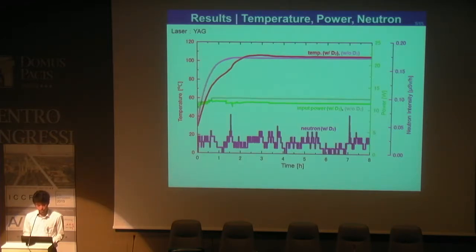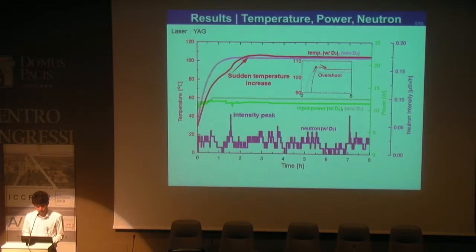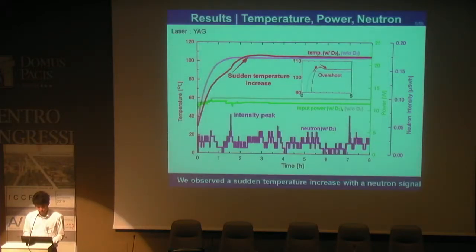Light colors are the reference experiments without deuterium loading. Focusing on the temperature, 90 minutes after the start in the experiment with deuterium, the temperature suddenly increased even though the input power was almost constant. At the same time, we observed the neutron intensity peak. If we focus on temperature around 100 degrees, we can see overshoots in the experiment with deuterium. In summary, we observed a sudden temperature increase with a neutron signal.